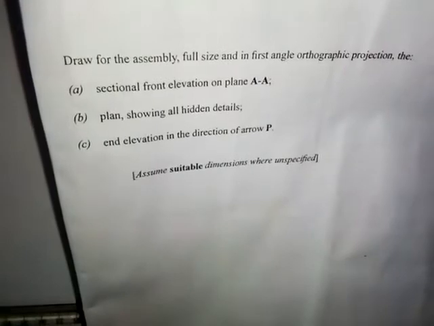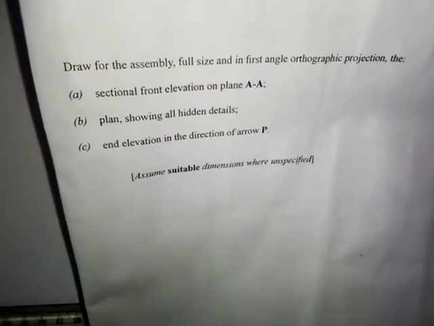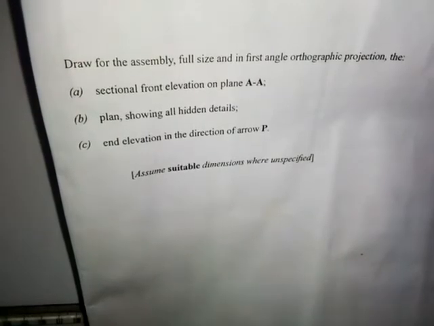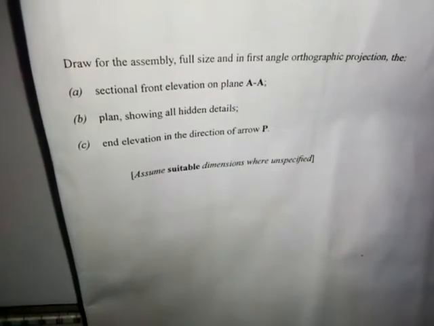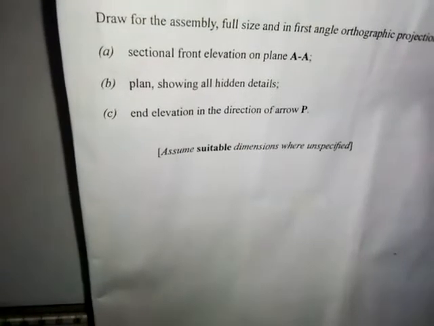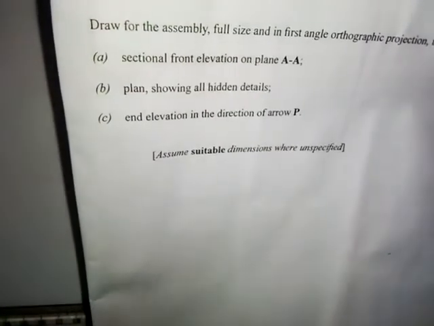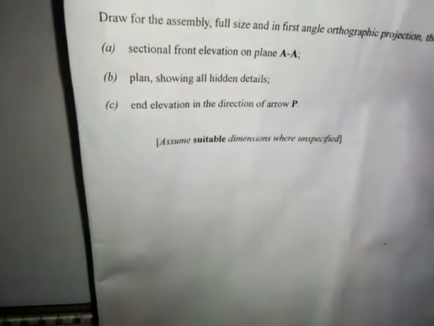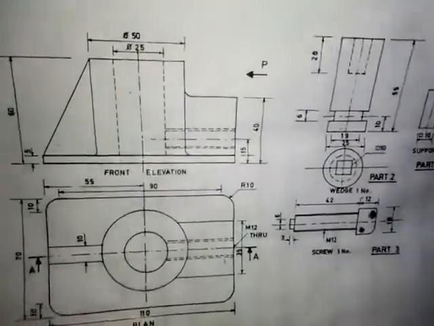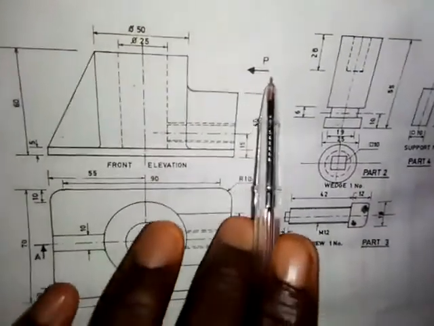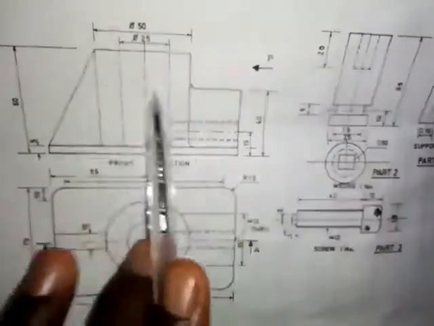Alright, we want to work on question C, which is part 3 of this video on mechanical drawing. The question says end elevation in direction of ROP. Let's look at where we have that arrow. So this is ROP in this direction. It goes in this direction.